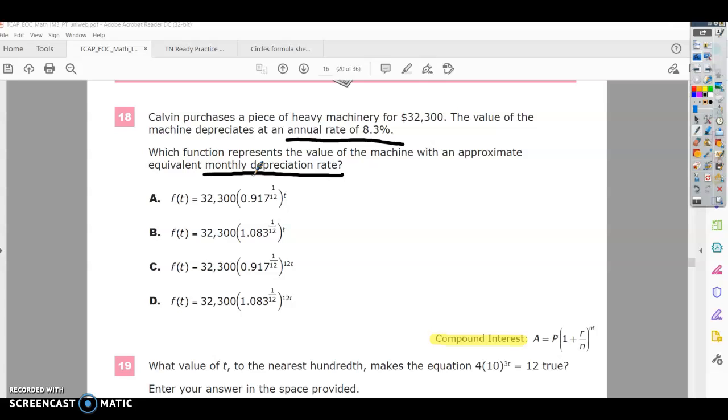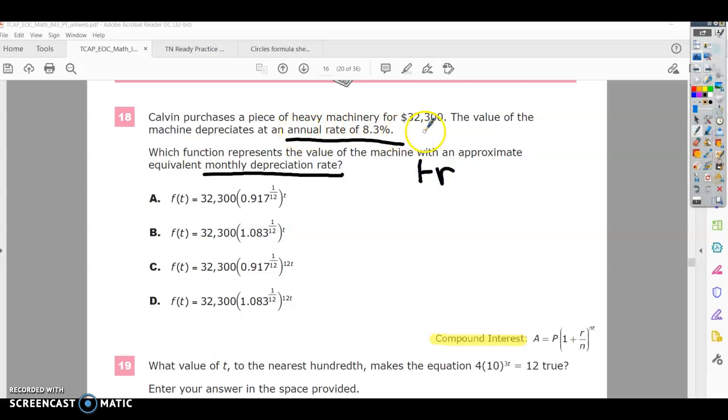And that just comes from the fact that if I multiply 32,300 times 1, I get 32,300. So if we have compound interest and it grows, it has to be above 1. Or if it depreciates, that means it's going down in value, then it has to be less than 1. So we represent that by 1 minus r, which is our interest rate.